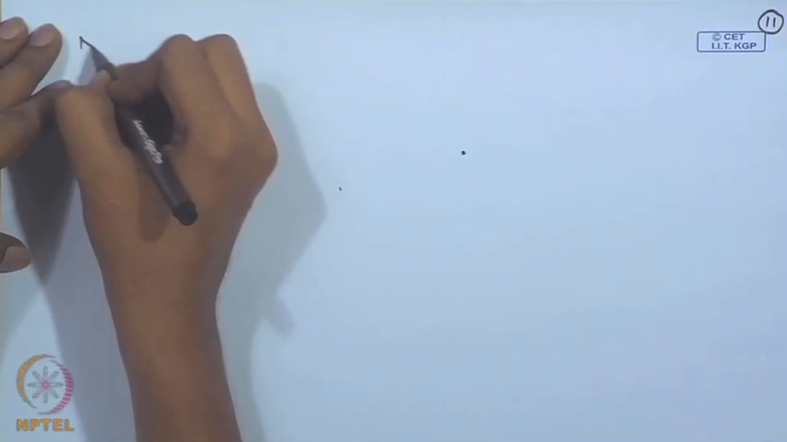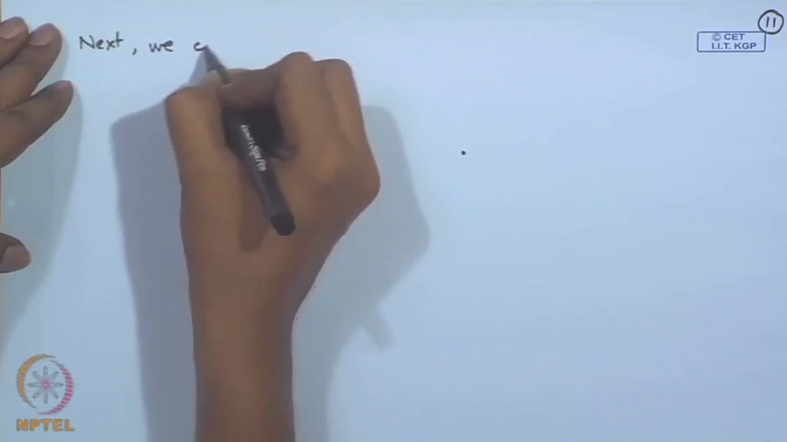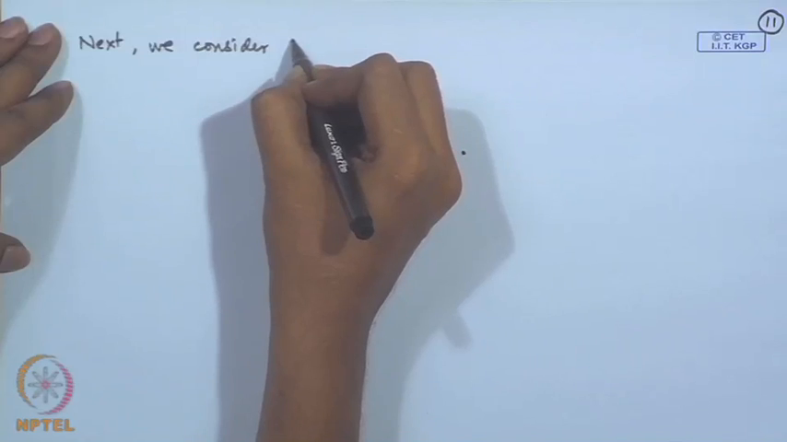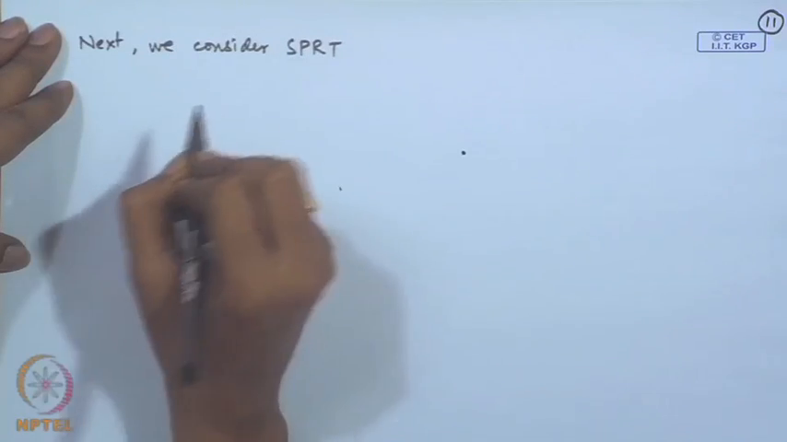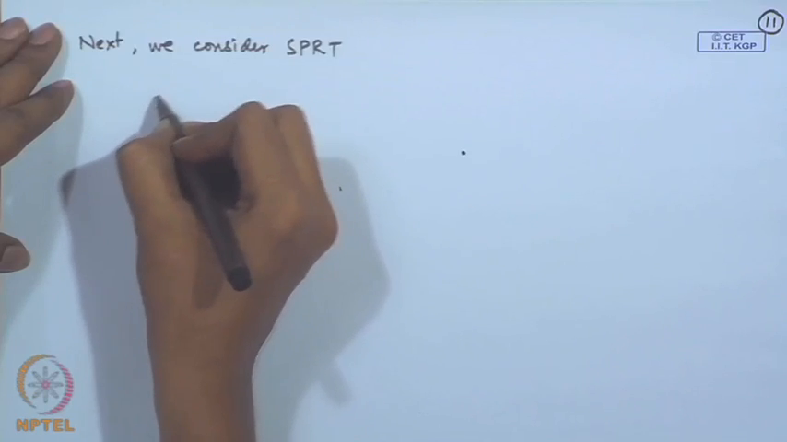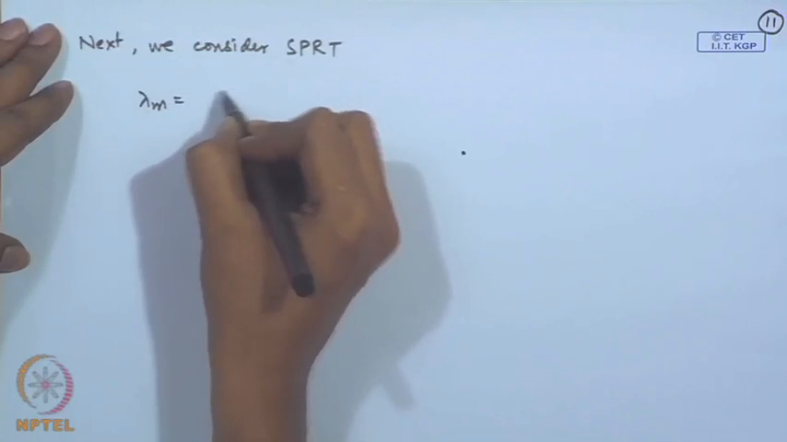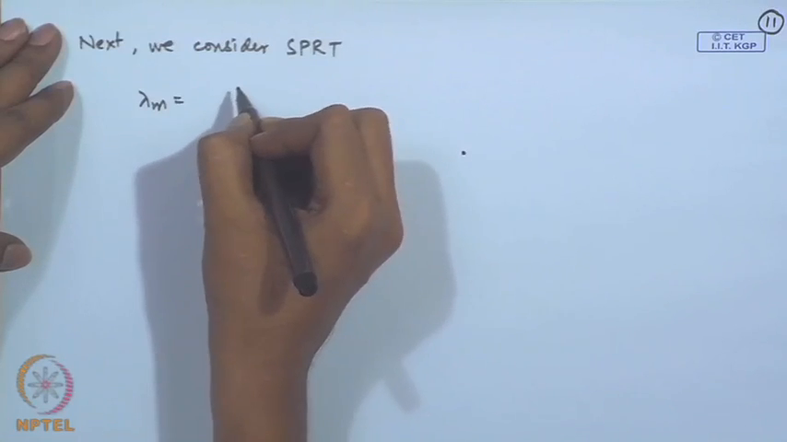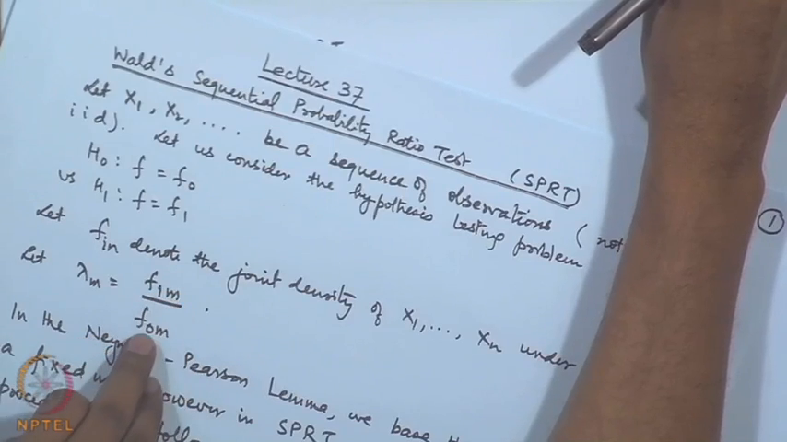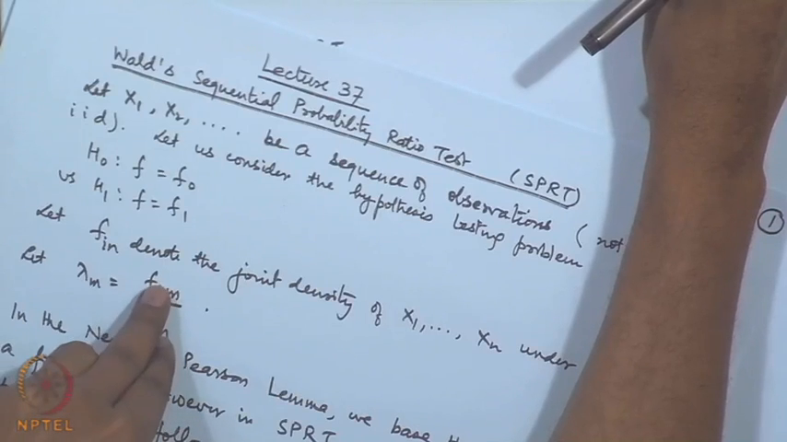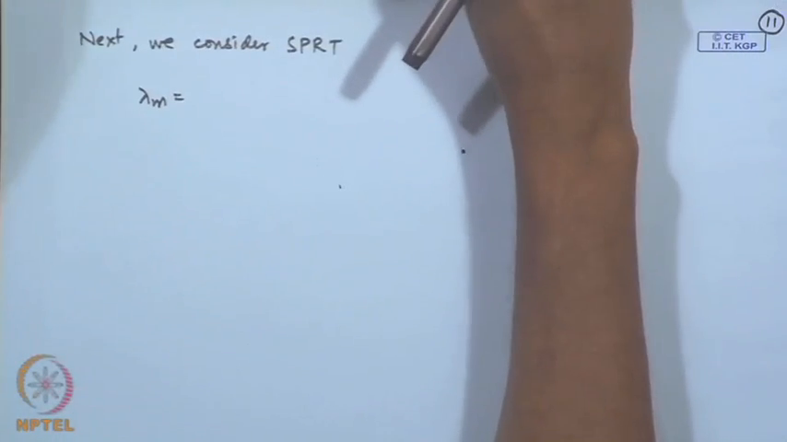Now, let us consider the sequential procedure in this case. Next, we consider the sequential probability ratio test here. So we need to look at the lambda m term. Lambda m is the ratio of the joint density of the first m observations at h 1 and h 0 respectively. So we write it here.